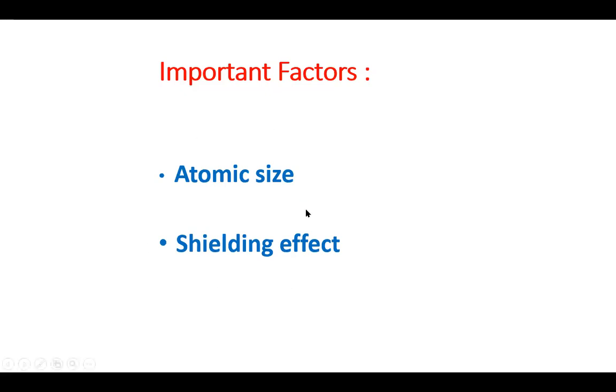The second point is the shielding effect. We can say that the shielding effect is actually the repulsion between the nucleus and outermost shell, that is due to the electrons which are present between the nucleus and the outer electrons. As the shielding effect increases, ionization energy value decreases. So it also has an inverse relation.